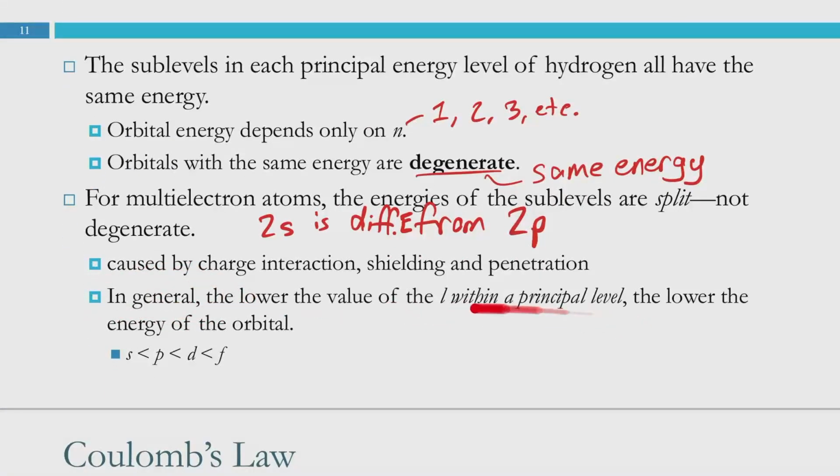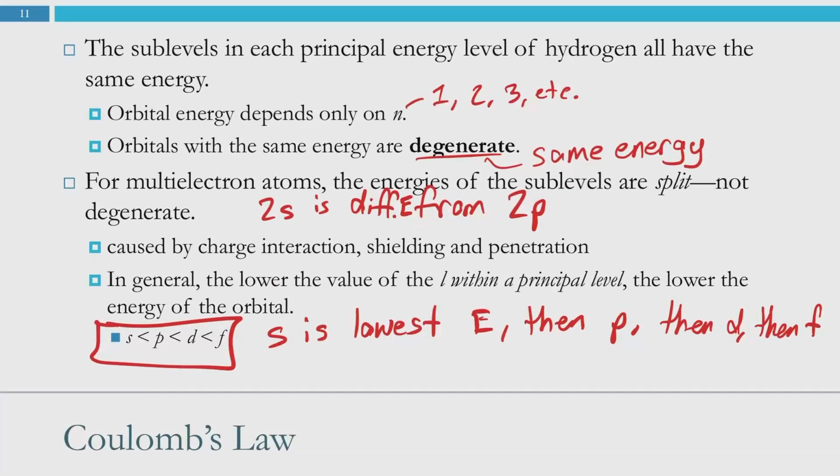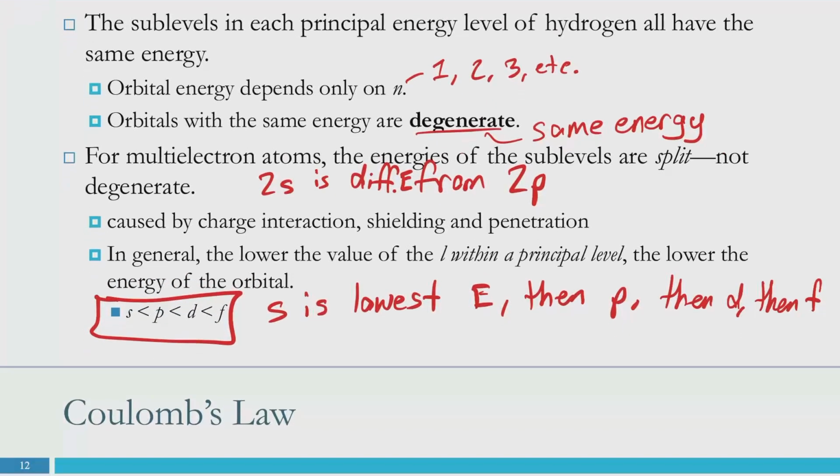Generally, the lower the value of L within a principal level, the lower the energy of the orbital. So generally, S is the lowest energy, then P, then D, then F for any n number. When you change the n number, things can shift around a little bit. But conveniently, they fill up in the order of their number. L equals 0, L equals 1, L equals 2, and L equals 3. So S, P, D, F, they fill up in that order, where they increase in energy in that order.